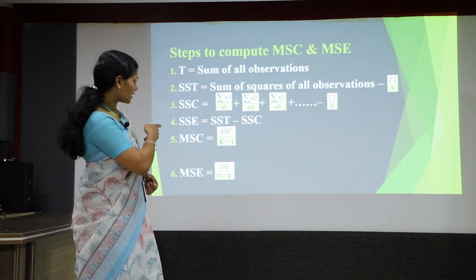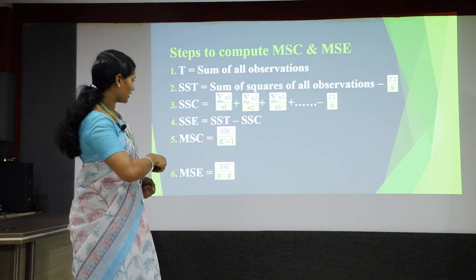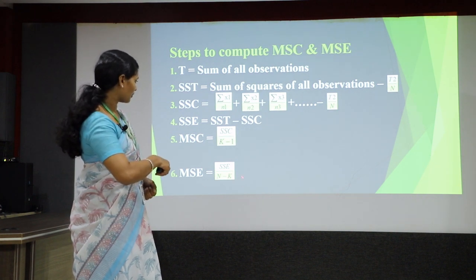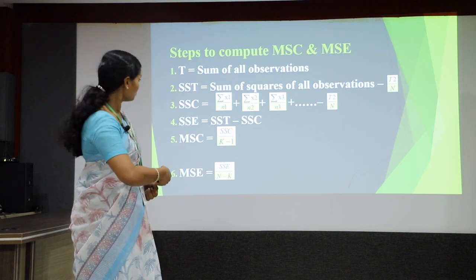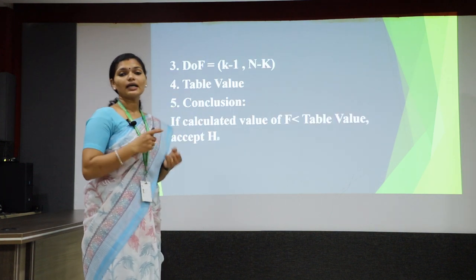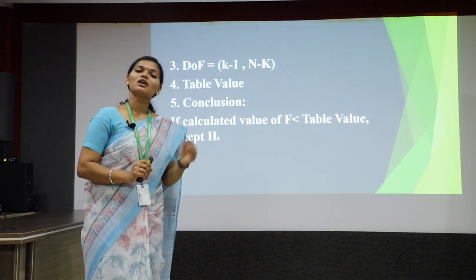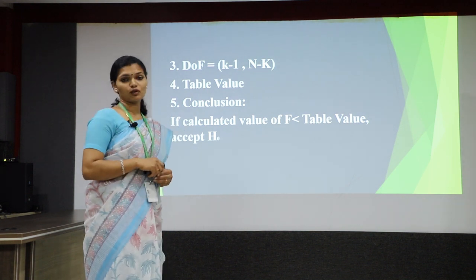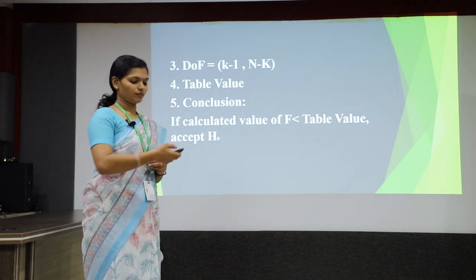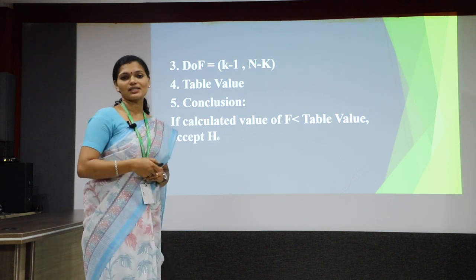MSC is equal to SSC by k minus 1. You have this term k minus 1, and in the next term you have n minus k. These two denominators are the degrees of freedom. So the degrees of freedom here are k minus 1 and n minus k. Corresponding to these two degrees of freedom, you can take the table value from the statistical table for F.